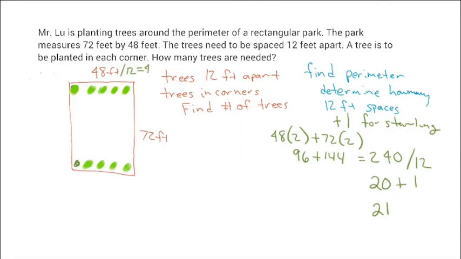Well, now let's figure out how I need them down the sides. I'm going to start out at one of my corners. So I go 1, 12, oops.